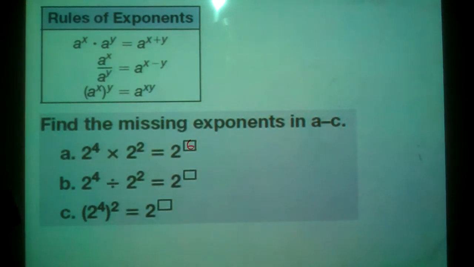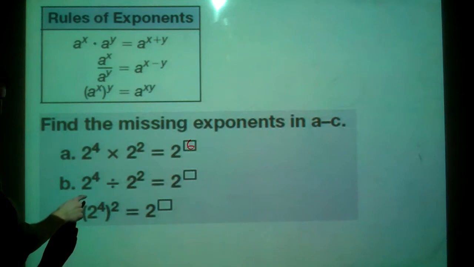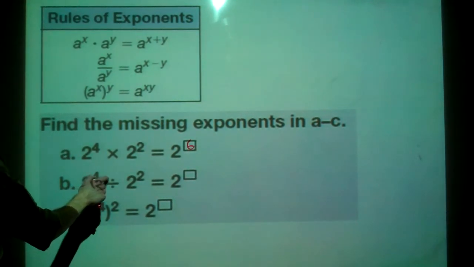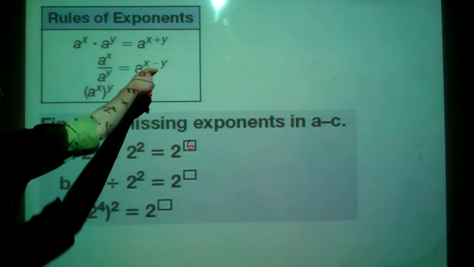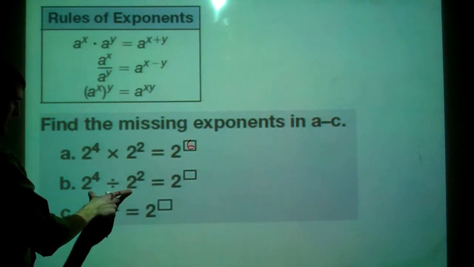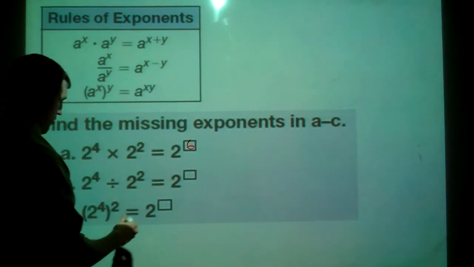Letter B, check and see if we have the same base. We do. 2 and 2 again. This one says we can do 4 minus 2, or x minus y, whatever our exponents are. Whenever we divide and we have the same base, we can subtract. 4 minus 2 is 2.